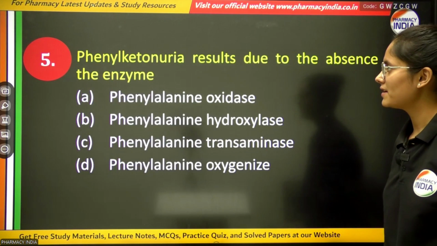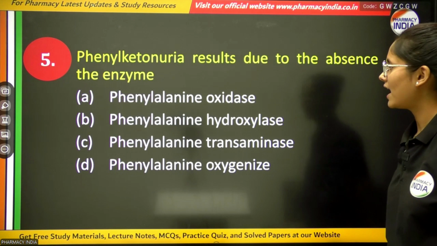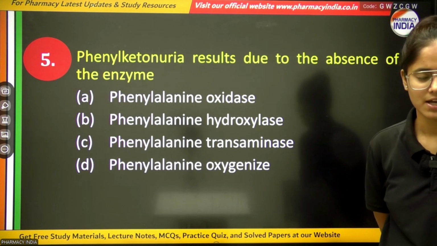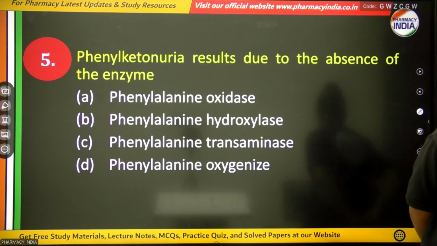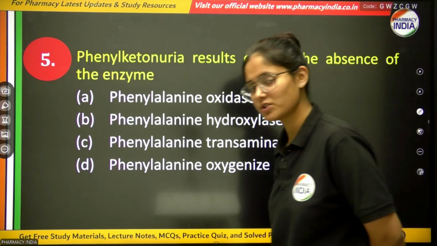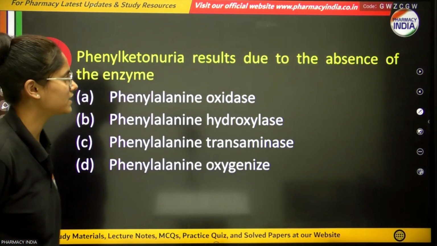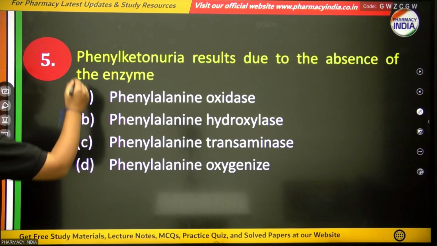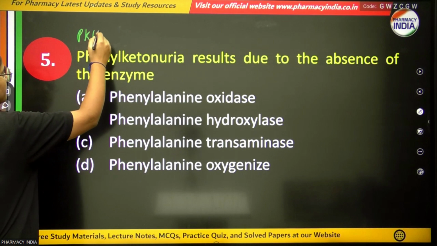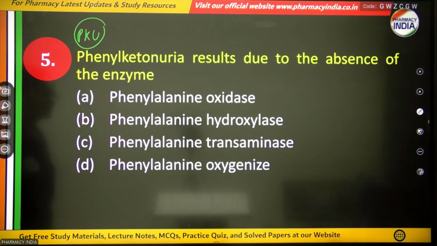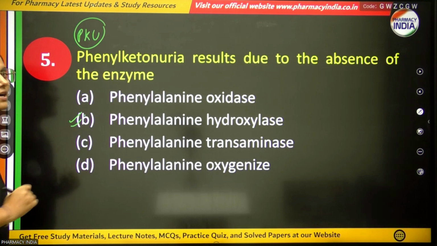Next question, phenylketonuria results due to the absence of the enzyme. Now the question is asking about that enzyme which is deficient in the disease phenylketonuria, that is also known as PKU. Options: phenylalanine oxidase, phenylalanine hydroxylase, phenylalanine transaminase, or phenylalanine oxygenase. Basically, phenylalanine hydroxylase will be the correct option.